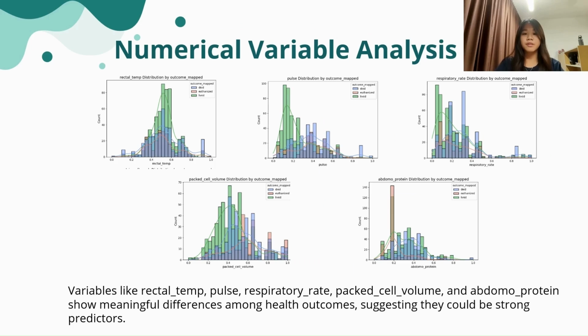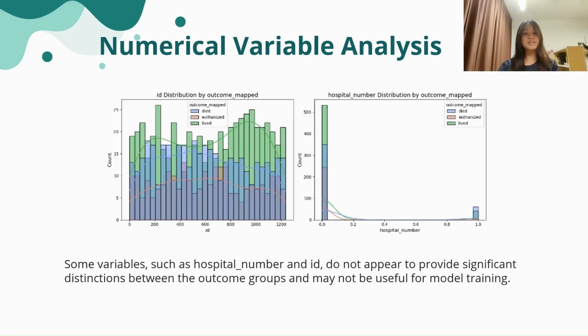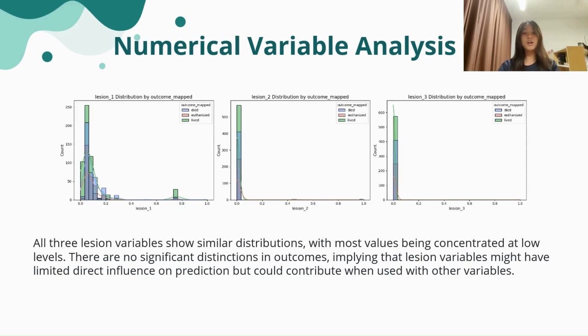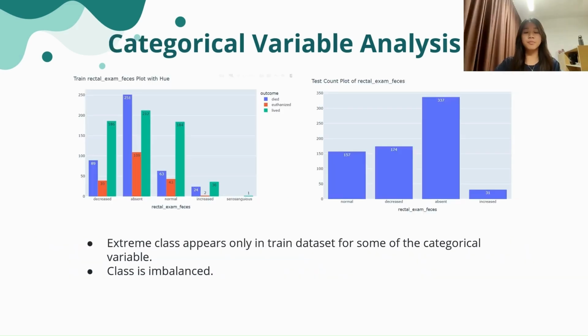We dive into numerical variable analysis by plotting pair plots. We concluded that variables shown above show meaningful differences among health outcomes, suggesting that they could be strong predictors. Whereas some variables such as hospital number and ID do not appear to provide significant distinctions between the outcome groups and may not be useful for model training. Lastly, all three lesion variables show similar distribution with most values being concentrated at low levels, which shows no significant distinction in outcome. For categorical variables, we observe an extreme class that appears only in the training data.